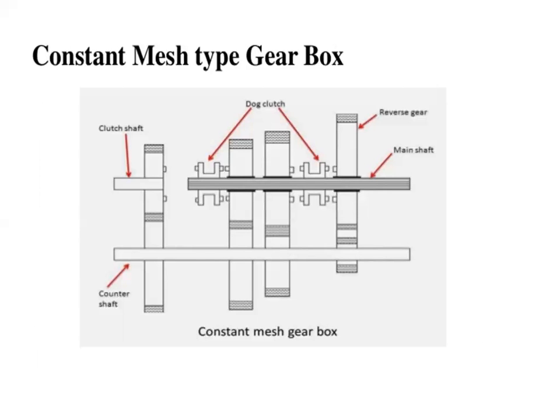Okay, this is the diagram. This is the dog clutch. This dog clutch is used to avoid the sliding of this gear. Okay, this is the counter shaft, this is the clutch shaft, this is the dog clutch, this is the reverse gear, and the main shaft. On the main shaft there are two gears constantly meshed on the lay shaft. Okay, this is the constant mesh type of gearbox.